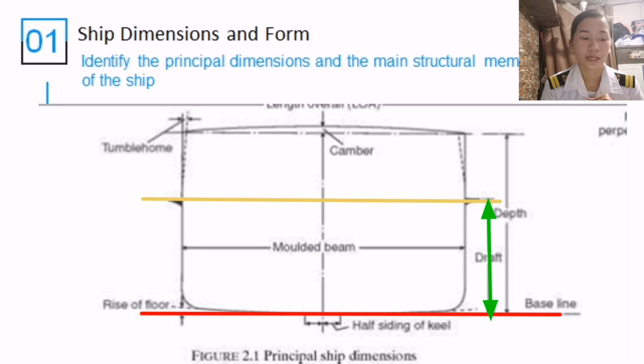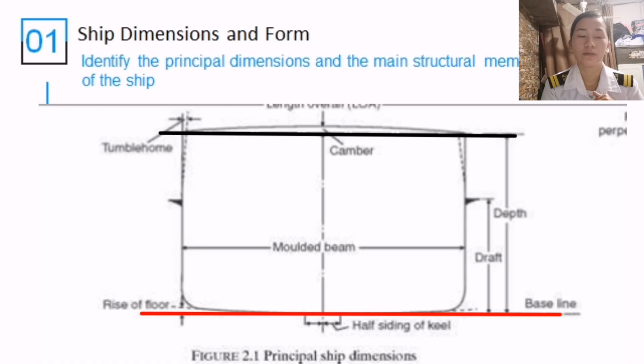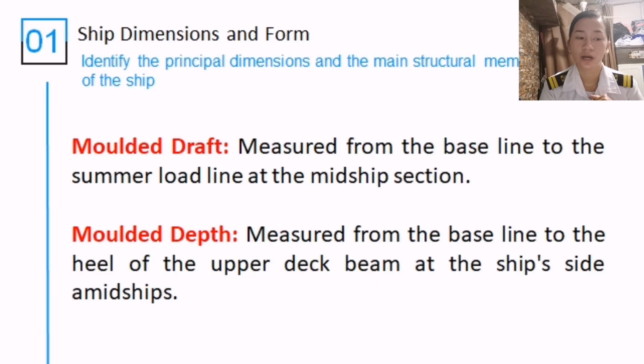So next is the molded depth. So ang molded depth, class, is measured from the baseline to the heel of the upper deck beam at the ship side amidship. So meaning ang molded depth is measured from the baseline padulong sa level sa kilid sa atong vessel. So let's say for example mao ni ang pinakakilid sa atong vessel. So kana nga level dira, from that level to the baseline, that will be our molded depth. Okay, so atong balikon kanay molded draft and molded depth. This is different from draft and depth of the water. Okay, so lahi pud to siya.